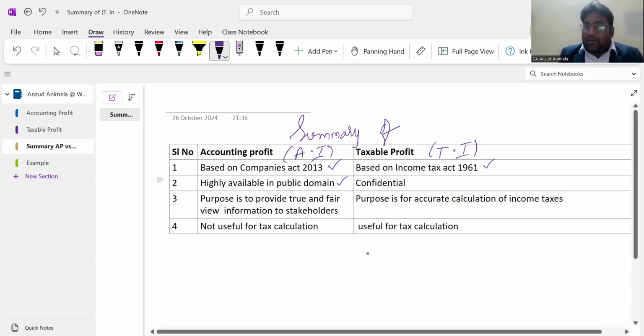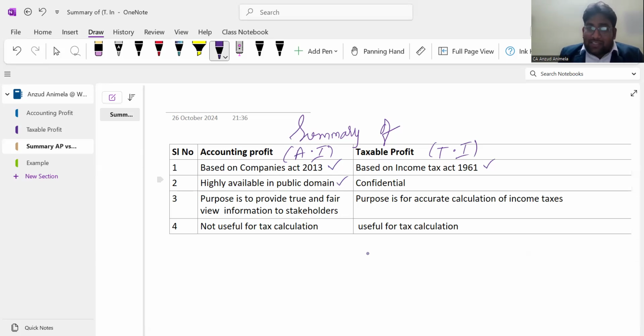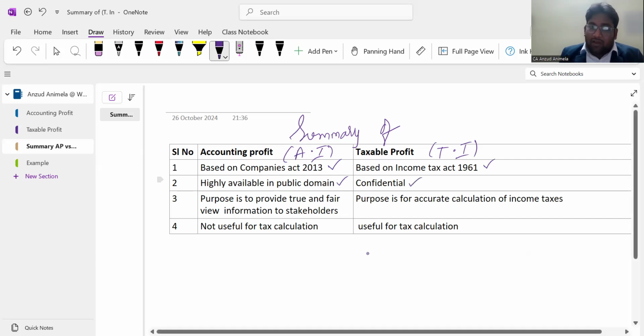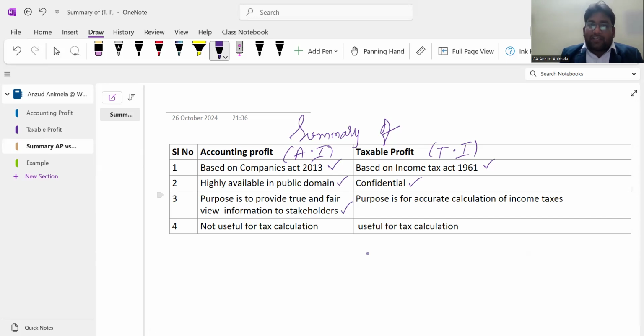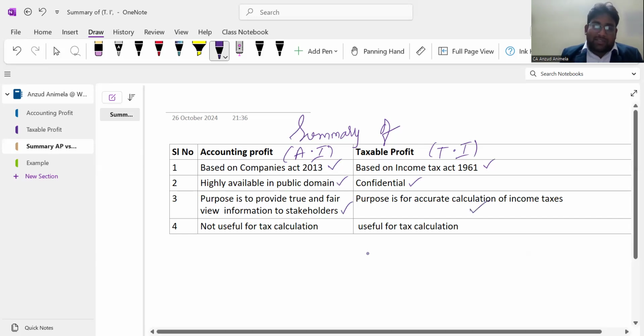Just now I was able to access Tata Motors. That is the accounting information. Can I access the tax information? No, it is highly confidential. The purpose of accounting information is to provide a true and fair view to stakeholders so that they can make decisions. The purpose of taxable profit is only to calculate the income taxes.